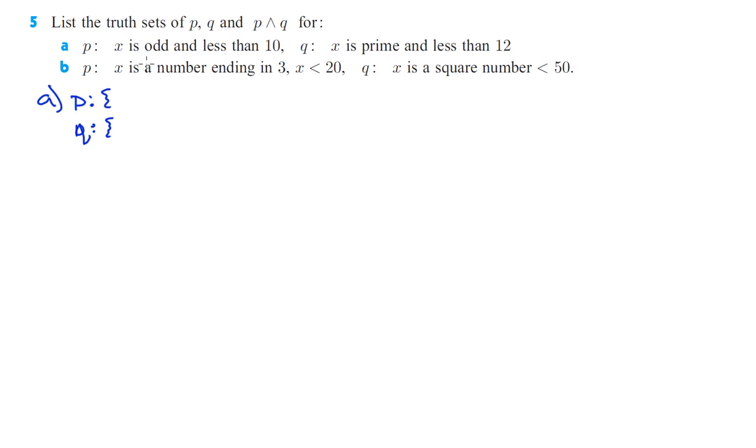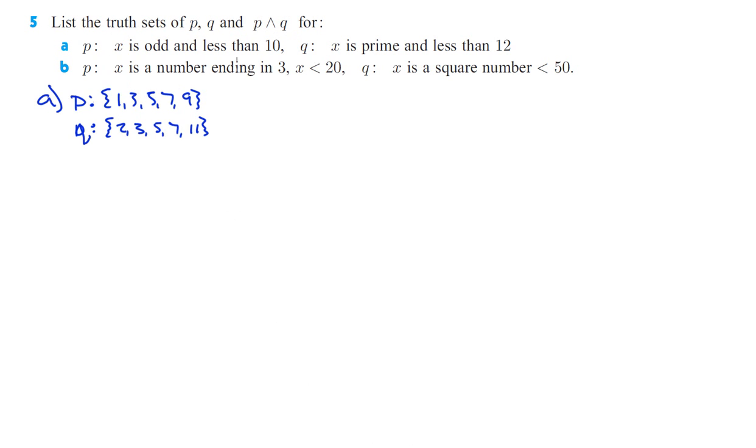So X is odd and less than 10. So again, we have to assume that we're not going into the negative numbers here, otherwise we'd be writing forever. So odd numbers less than 10 would be 1, 3, 5, 7, and 9. And then Q is X is prime and less than 12. So 1 is actually considered to be a special number. So we're going to start with 2, 3, 5, 7, and 11. Okay, so there's our P and our Q. So there's our true set.